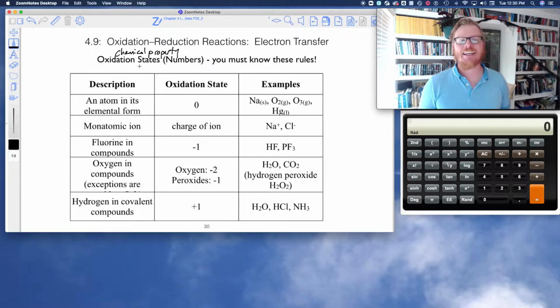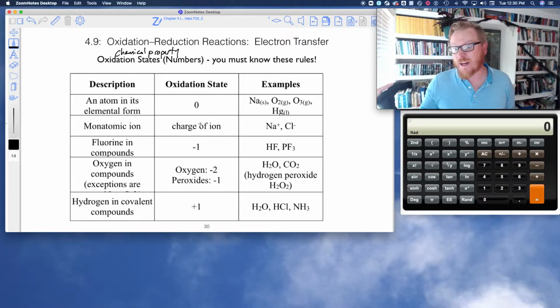Oxidation state is a chemical property, and it tells us the likelihood of something to react, okay? So you have to know these rules, and you have to be able to put together the oxidation state or the oxidation number of any atom in a chemical reaction. So here's how it goes. Any atom in its elemental form always has an oxidation state of 0.